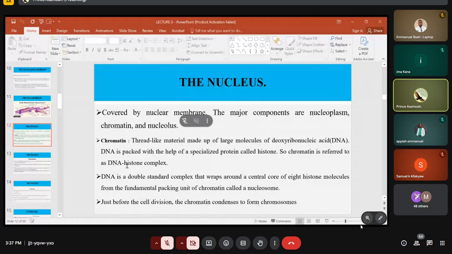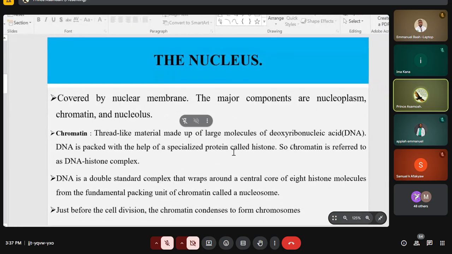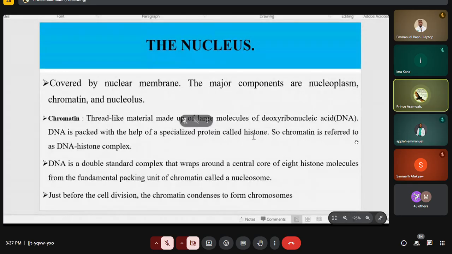So we are saying that DNA is packed with the help of specialized proteins called histones. Chromatin is referred to as the DNA histone complex. Now we are saying that DNA is a double-stranded or double helical structure, like a ladder, the kind we have in our homes that you climb to the rooftop. DNA is like that. One side of the ladder is a helix, and another side is another, so we call it a double-stranded helical structure.